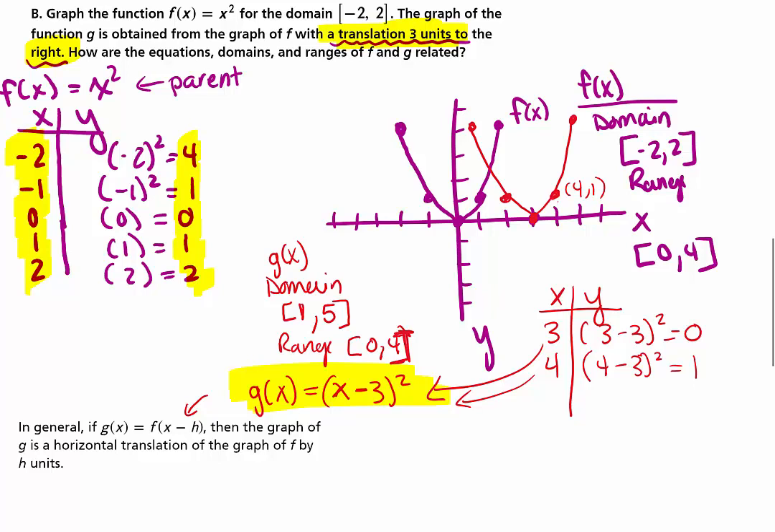So in general, g of x, so that's our new function, is our original function where we're adding or subtracting a number to the x inside the parentheses. And we call this a horizontal translation.